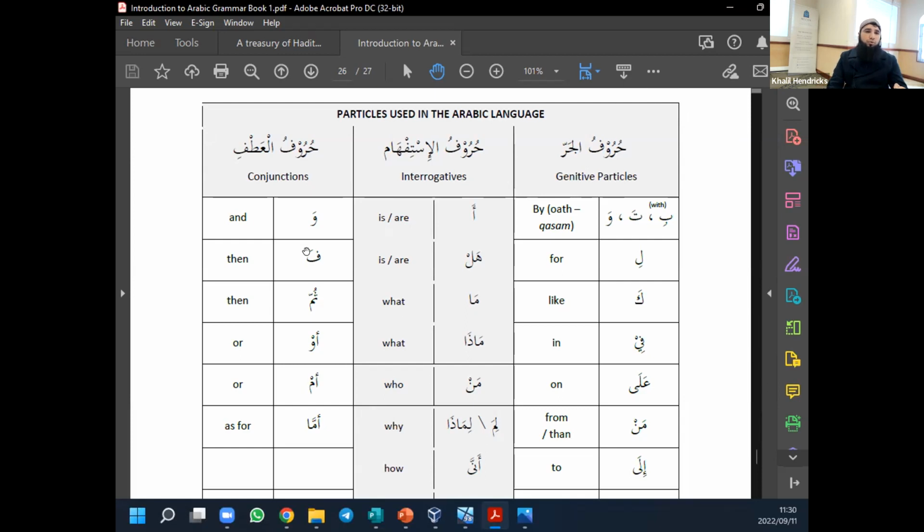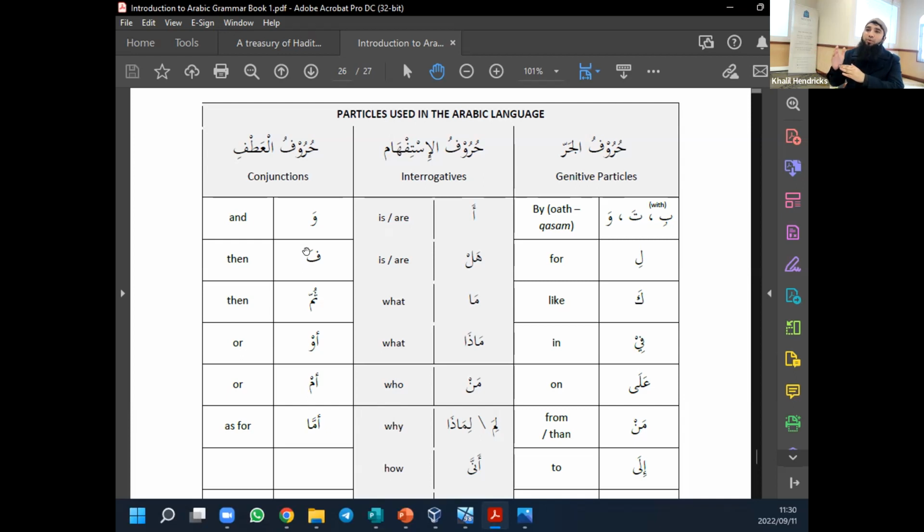Amma means as for. How will it form ma'tuf? If I give an example: al-kitabu ala tawila. The book is on the table. Amma al-qalamu, as for the pen, fahuwa ala al-ard. It's on the floor. I'll give you an example. So the qalam will have the same hal as the kitab.